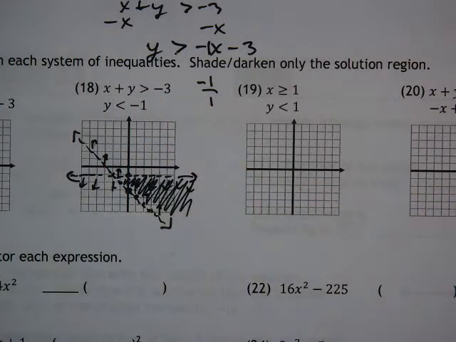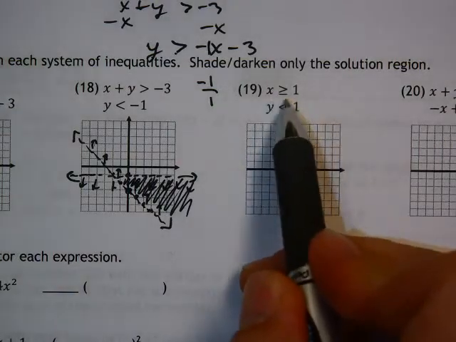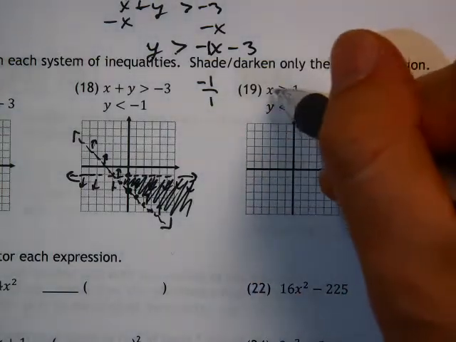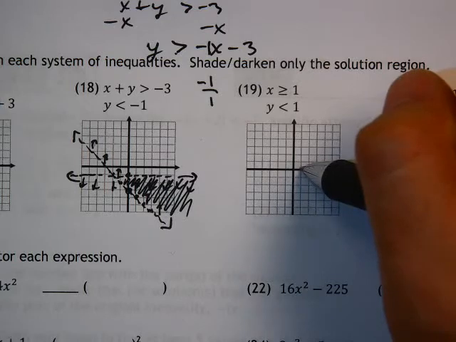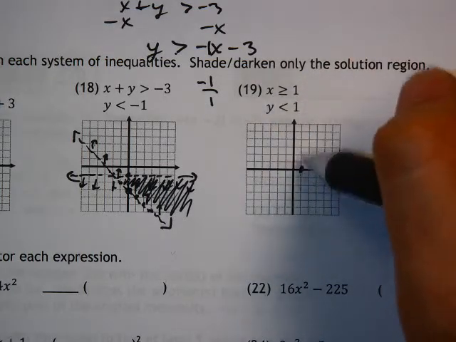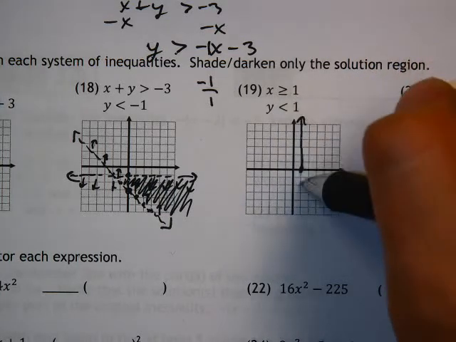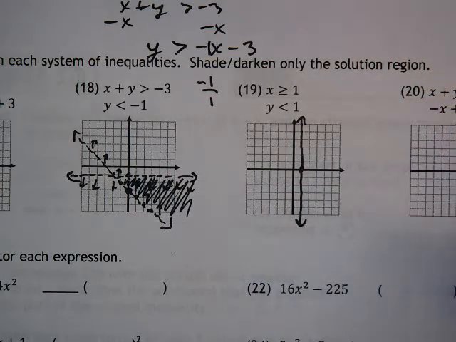Number 19 doesn't give us any with slope or intercept. It just gives us a vertical line and a horizontal line. The x is greater than or equal to 1. Since the x is the only variable, that tells me that on positive 1 I have a point, like an x-intercept, and this line is going to go up and down. Now it's "or equal to," so it's a solid line straight up and down.